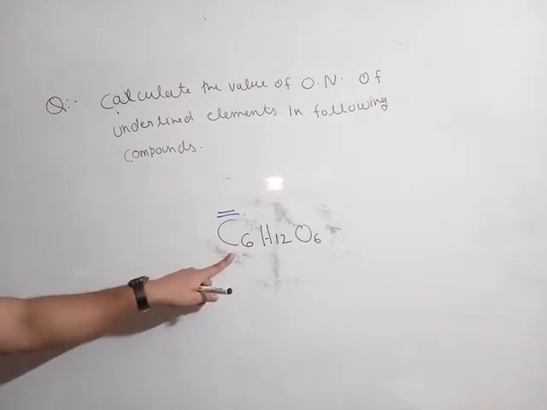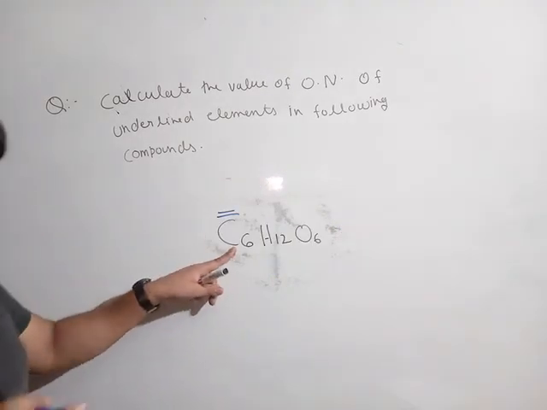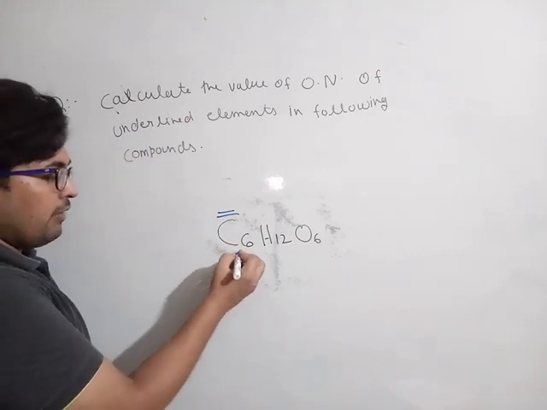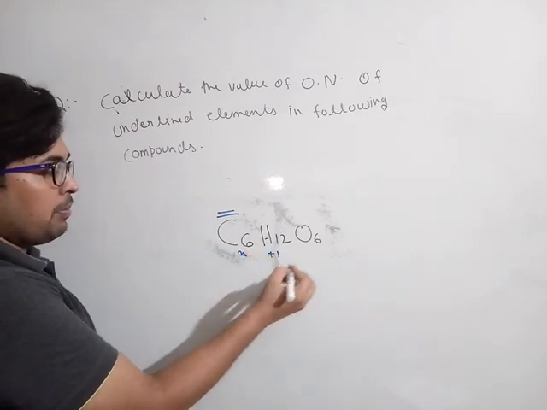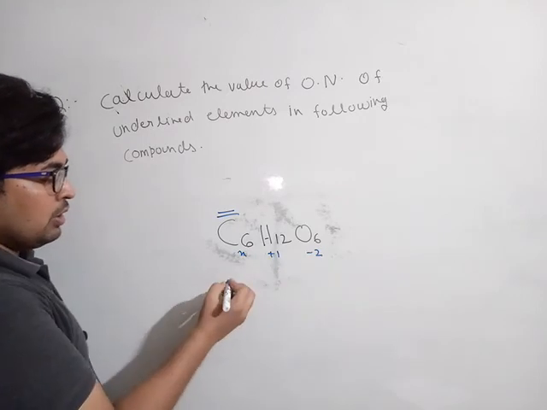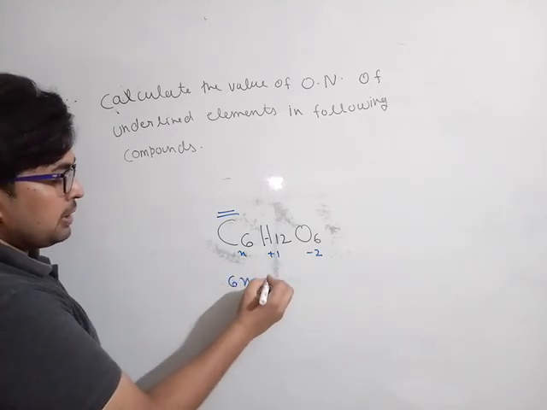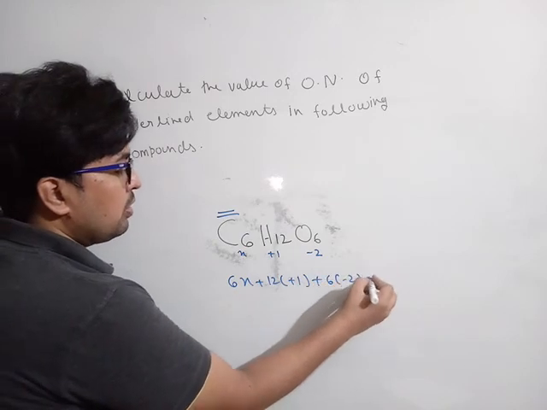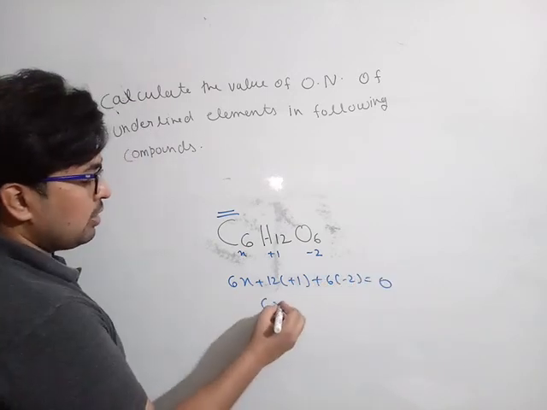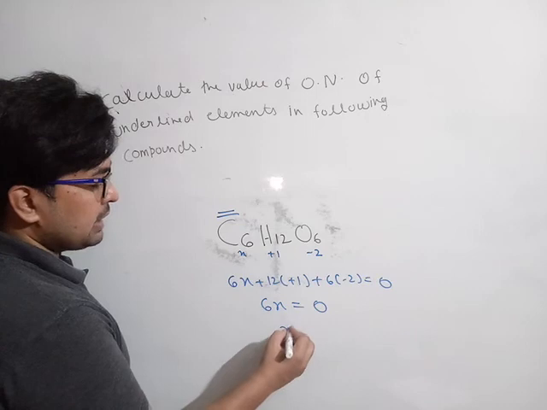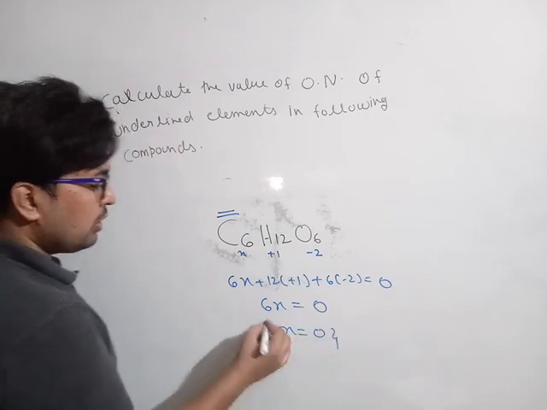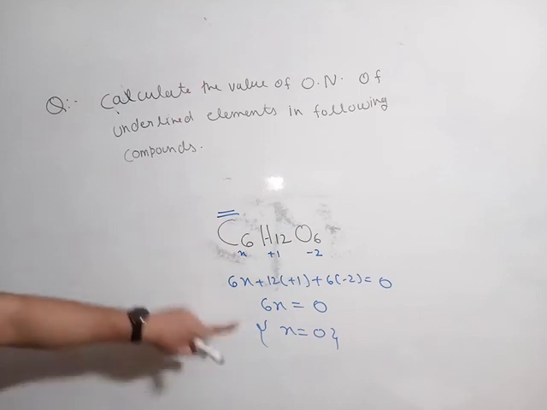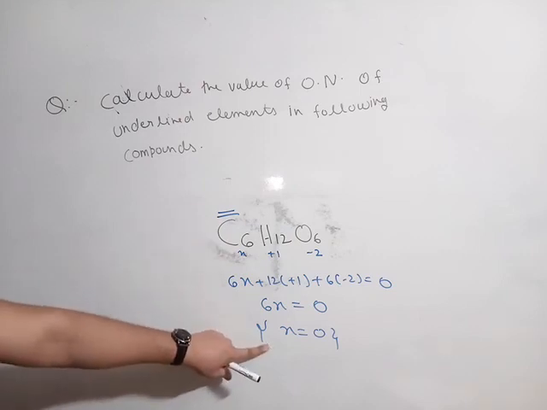Suppose in glucose we have to calculate the oxidation number of carbon, which was not in the rules. Let's assume H has +1 and oxygen has -2. It will be 6x plus 12 into +1 plus 6 into -2 is equal to 0. That means 6x is equal to 0, so x will be equal to 0. So in glucose, on average, carbon will be in the oxidation state 0.